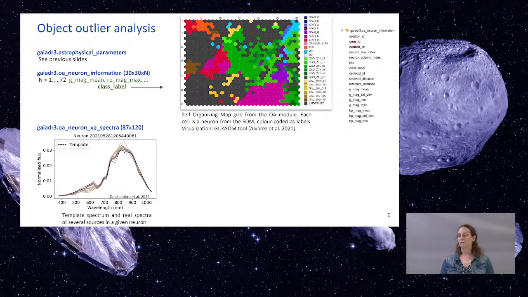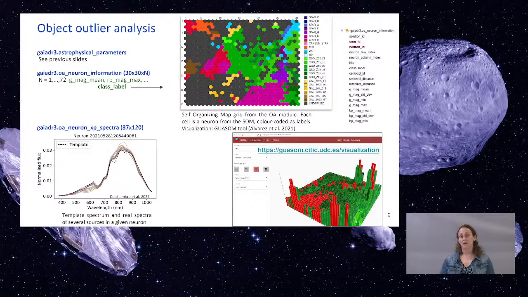In this figure on the right, I'm just showing the class label, which is one of these properties, and you can see that it groups the neurons according to what kind of class it is. The second table is the OA neuron XP spectra table, and these are prototype template spectra for almost all of these neurons. In this figure, the dashed line shows the template spectrum, and the other spectra are basically the XP spectra of all of the sources that fall within that neuron.